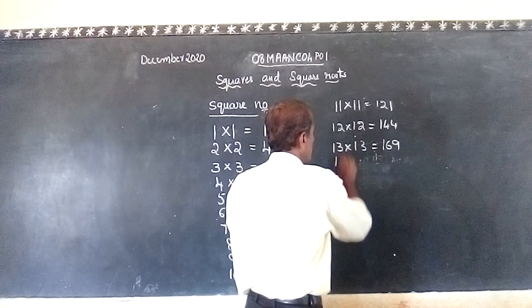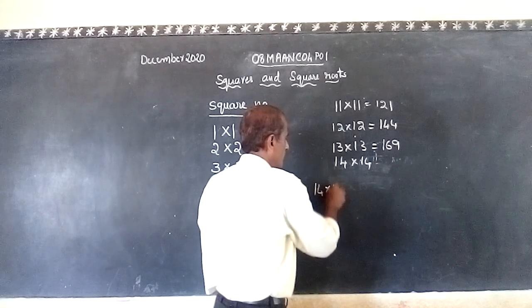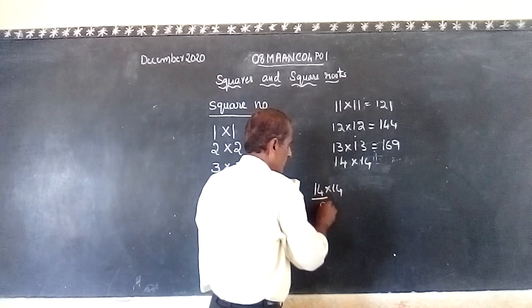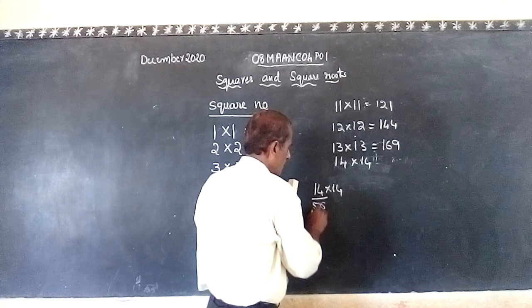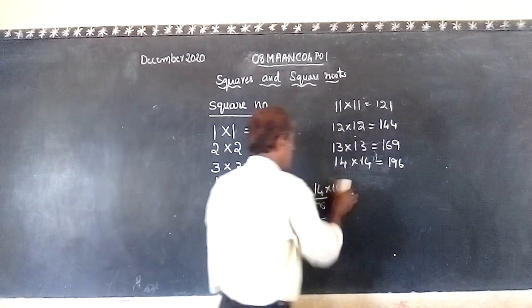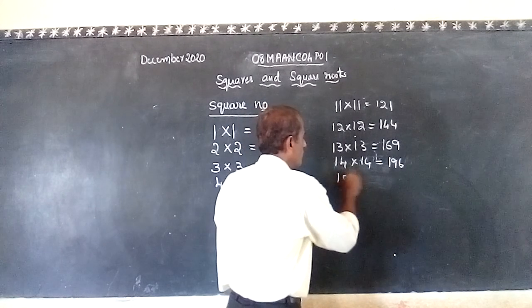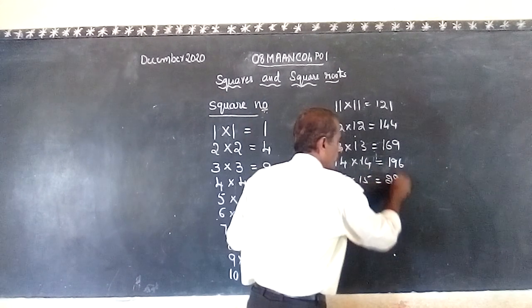14 into 14. What is 14 into 14? 196. See, 14 into 14 is 196. Then 15 into 15 is 225.